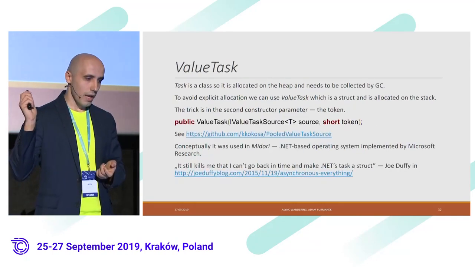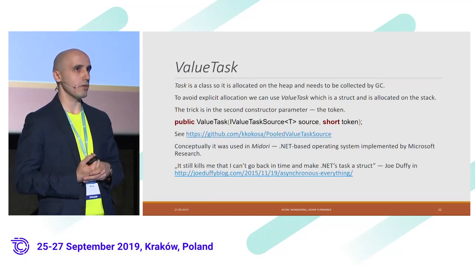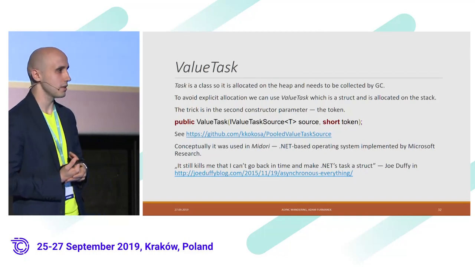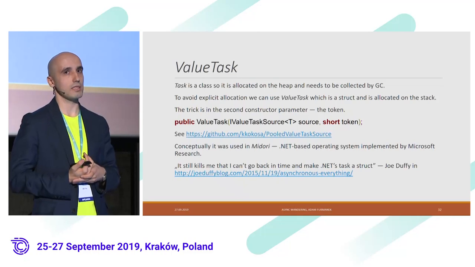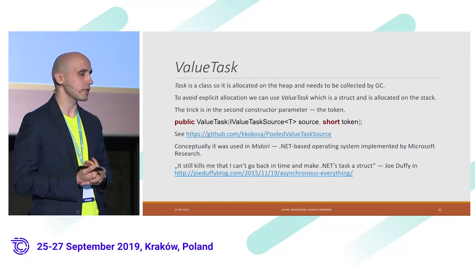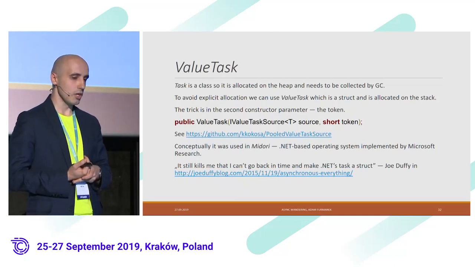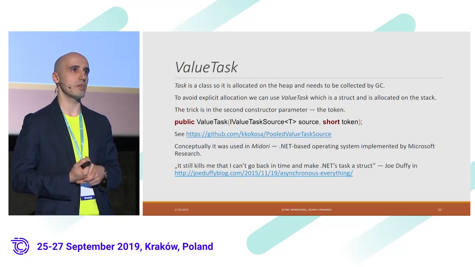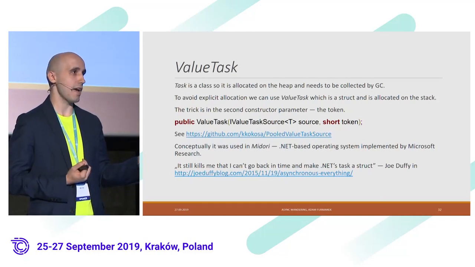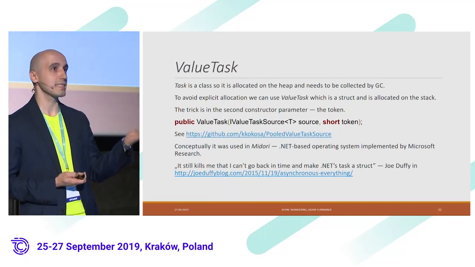And one more thing about tasks is that a task is a class. It's heap allocated, so it needs to be garbage collected, and it needs to be cleaned up. Because of that, there is a thing called ValueTask, which is a structure, which is allocated on the stack and does not need to go through the GC. What I recommend reading here is Joe Duffy, who was implementing all those things for tasks. He was working on an operating system called Midori, in which everything was async and await, everything. And tasks over there were purely struct and stack based.